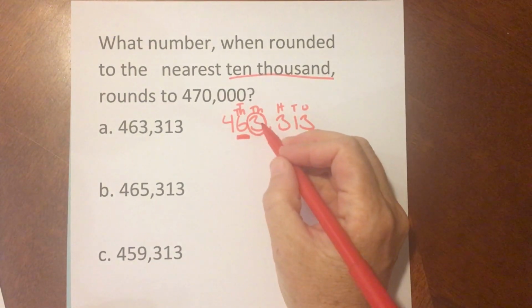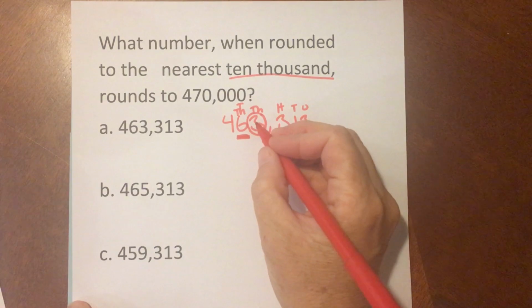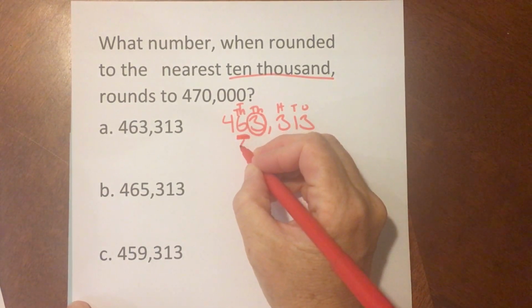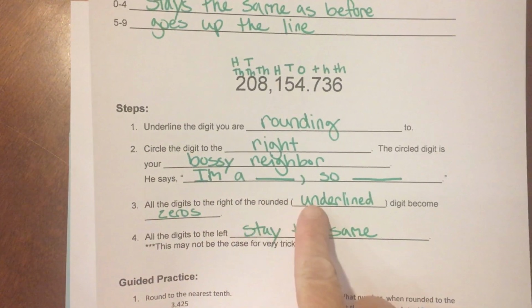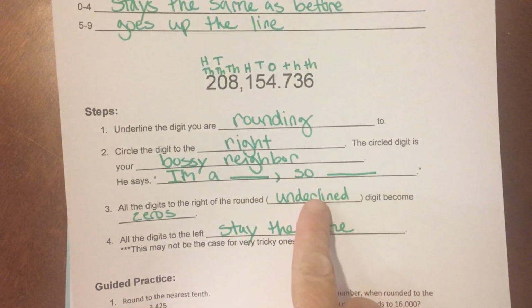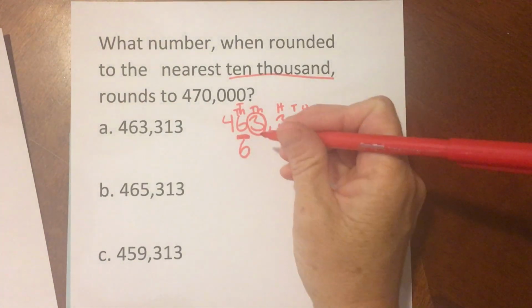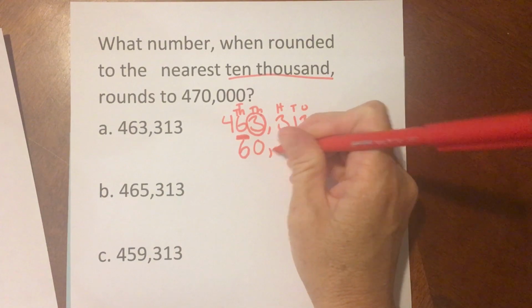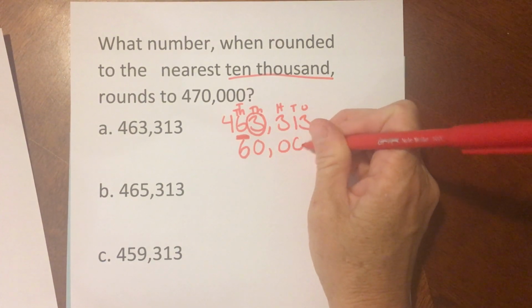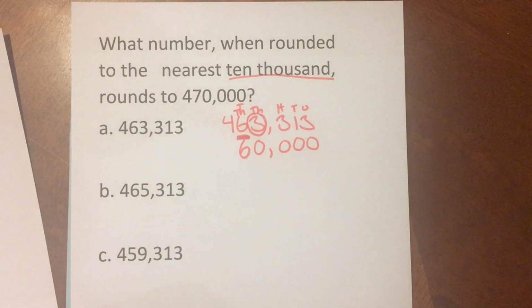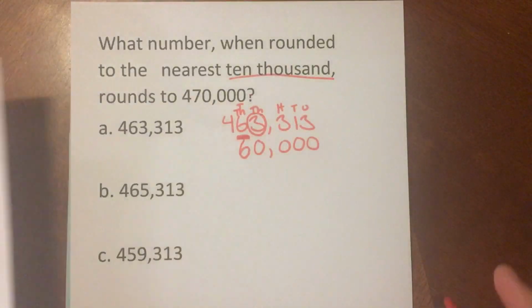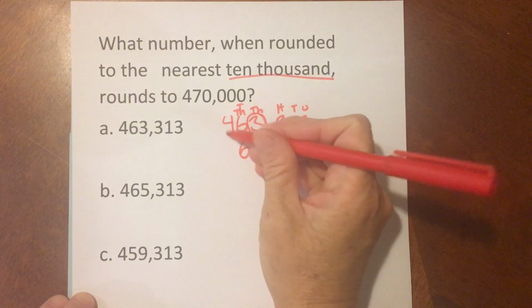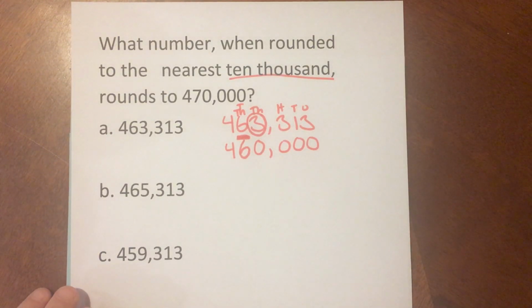So he says, I'm a 3, so stay the same as before. So he tells the 6 to stay the same as before. Okay, next, all the digits to the right of the rounded digit, which is my underlined one, become zeros. So that becomes a 0, that becomes a 0, the 1 becomes a 0, the 3 becomes a 0. And my last step is all the digits to the left stay the same. So the 4 stays the same.